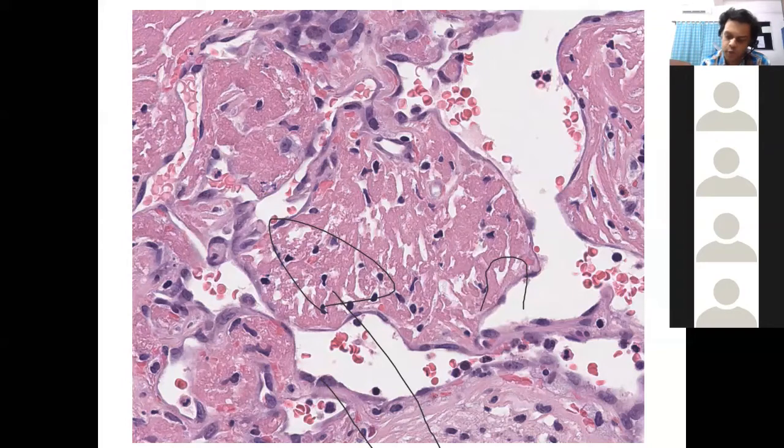This is for the juniors to identify. Basically, you get that sometimes also in the case of vascular tumors, organizing thrombi. So that's how an organizing thrombus will look. This is basically recanalization going on slowly.